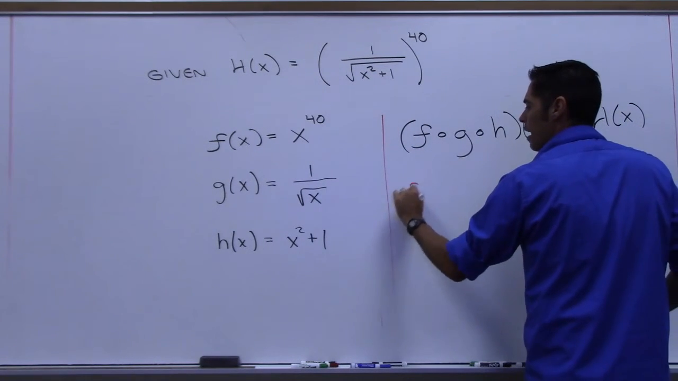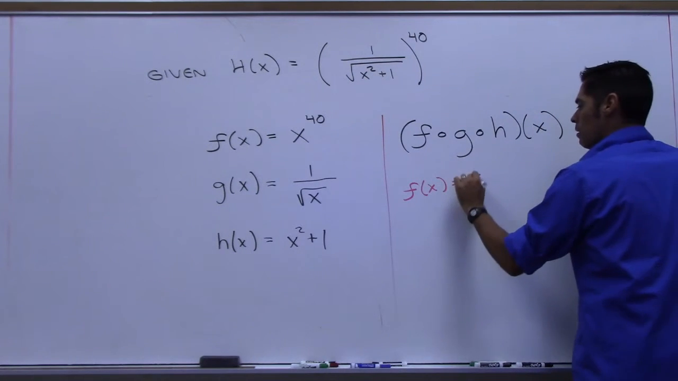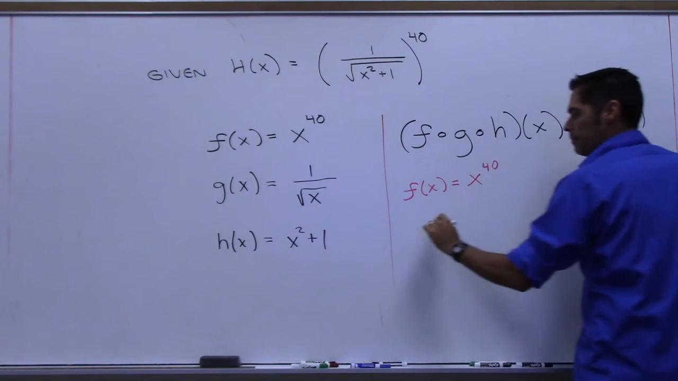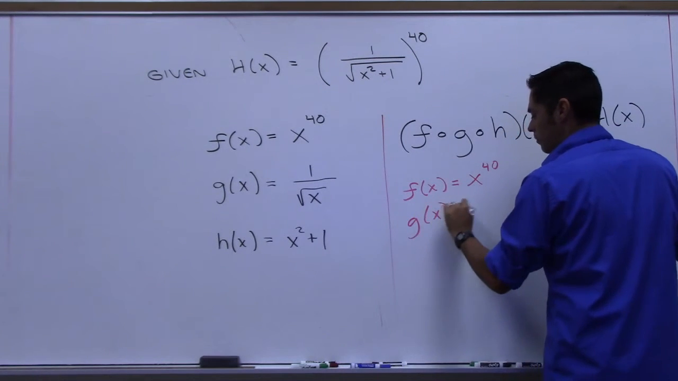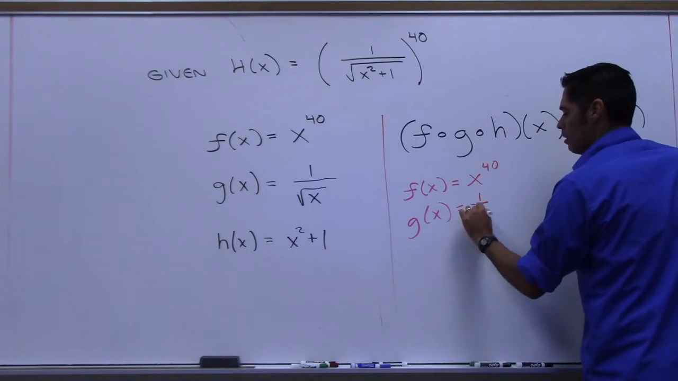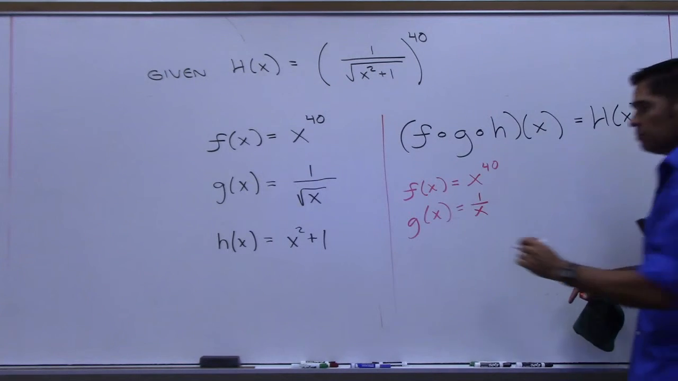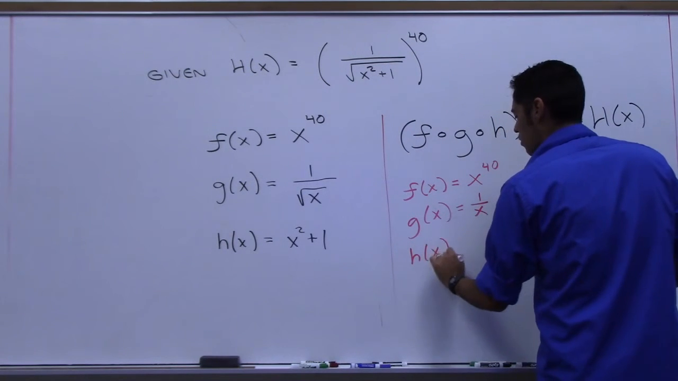So what do you want the outside function to be? Still x to the 40th? Sure. That's the last thing that happens. Now g, we had used 1 over root x. You want to use something different? Just 1 over x. And then h, you want to be the square root of x.